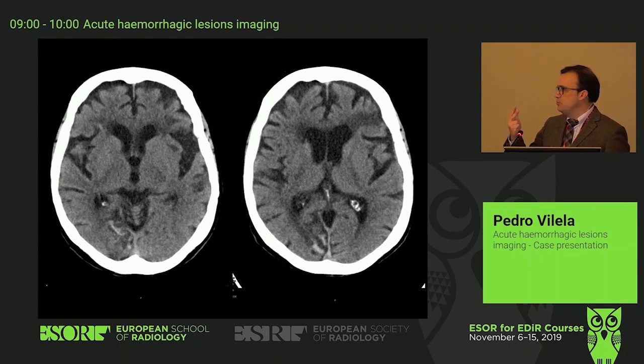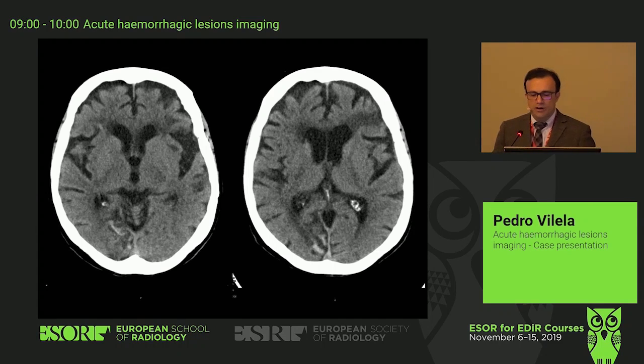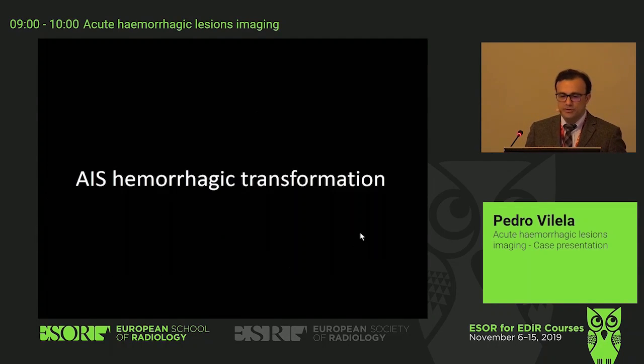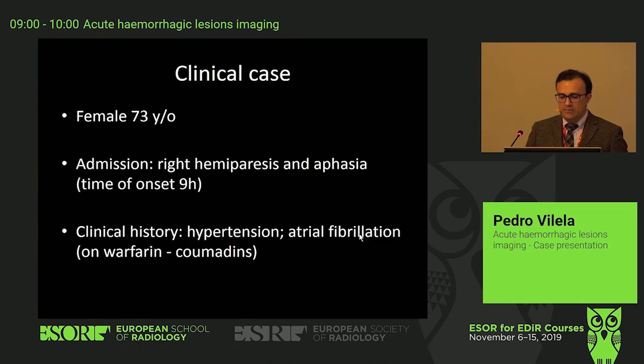It's coming from 2 weeks. So the patient has this for 2 weeks. What could this be? Hemorrhagic transformation. Very good. Of a posterior cerebral artery infarction. Very good. So, and this was the case. Let's look at this one.